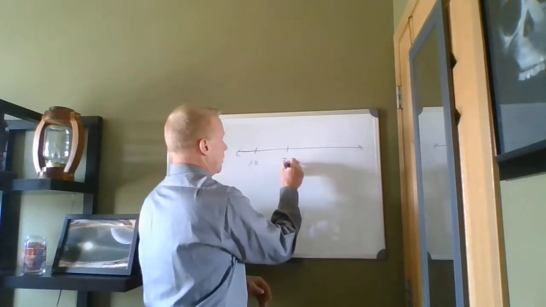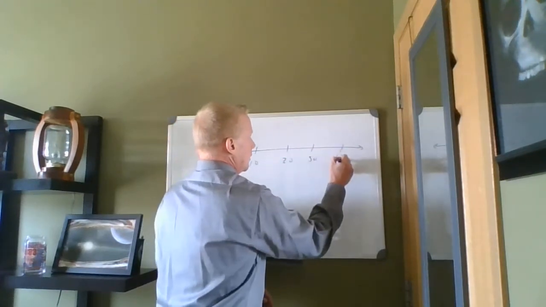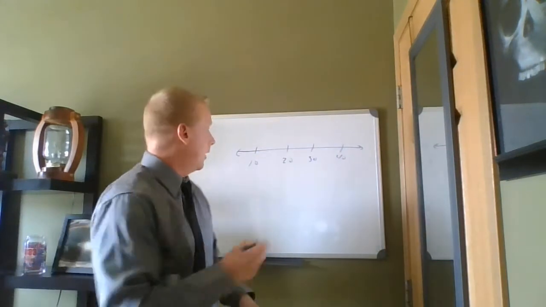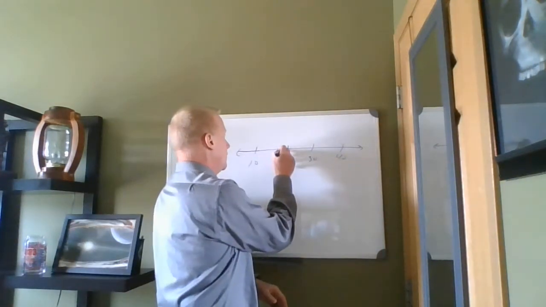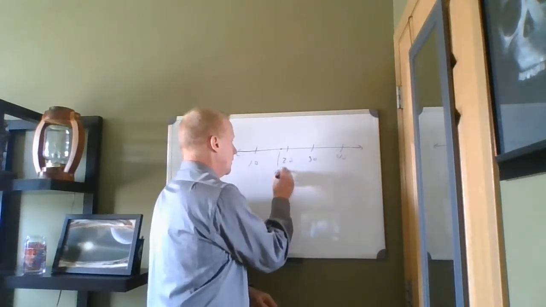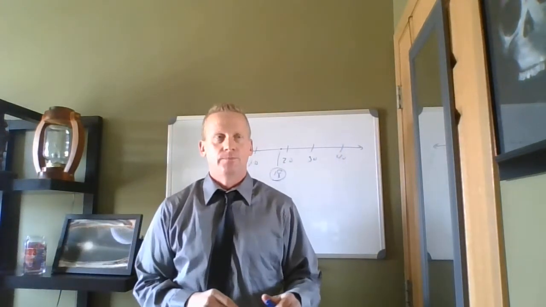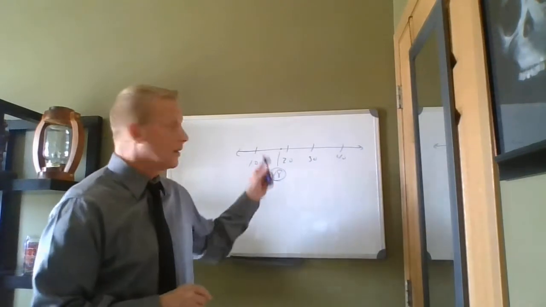And what you're going to do, you're going to do the same thing I did up here. 10, 20, 30, and 40, okay? And this time, the number is going to be 18. So, which way are we going to go this time? That's right. We're going to go ahead and go to 20.